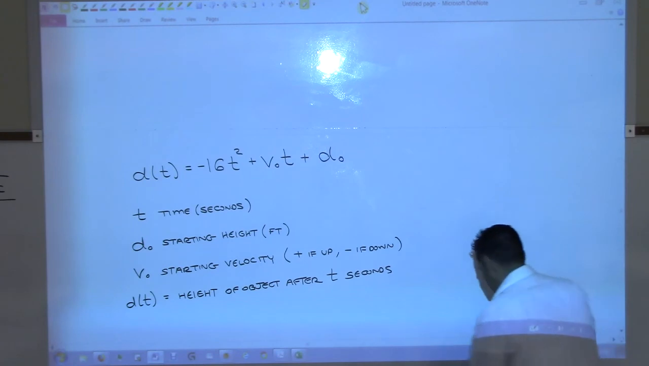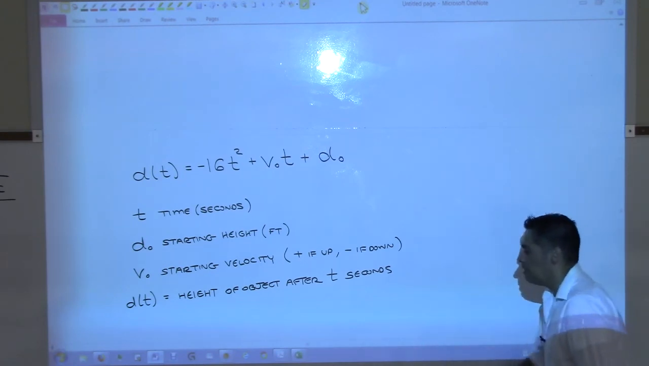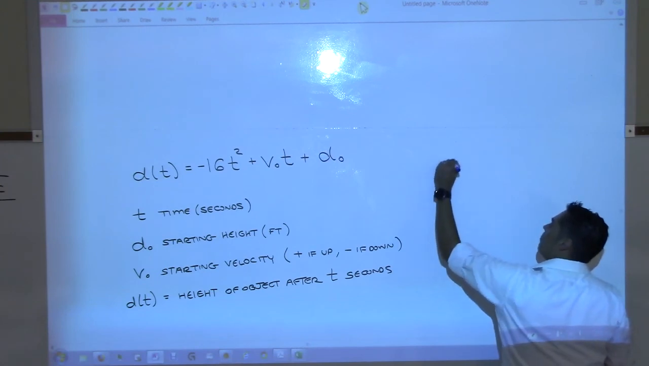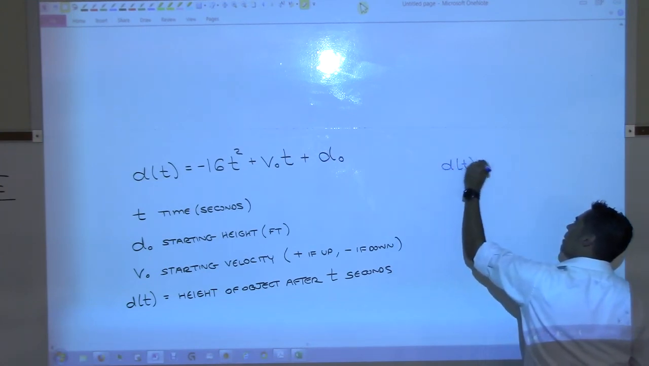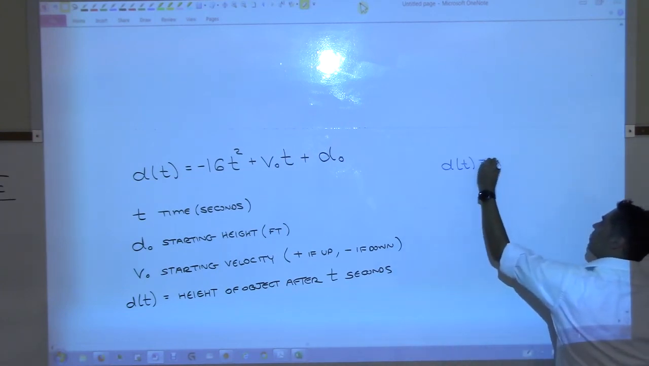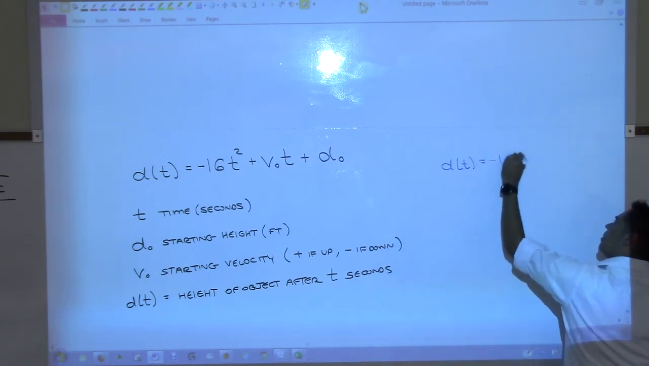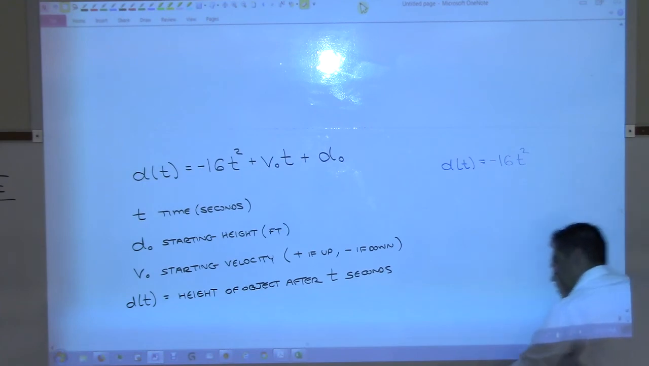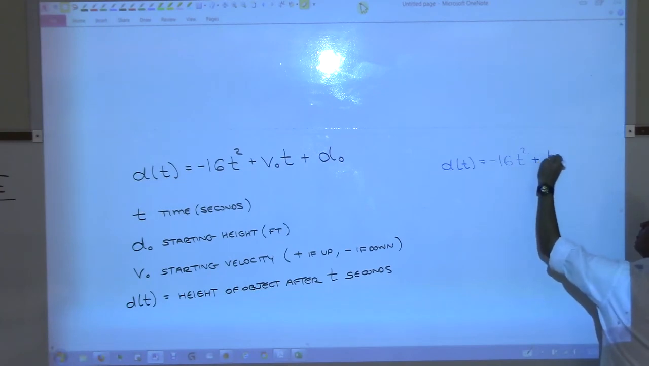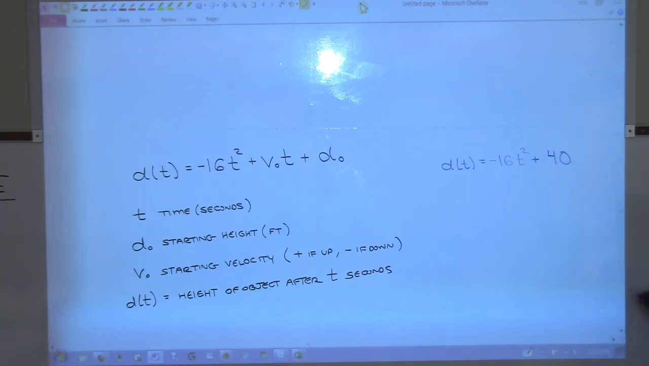So let me give you a specific example of this, all right? What if I tell you that for this specific object, d of t is equal to negative 16 t squared plus 40. Can you look at that and tell me what's going on with this object?